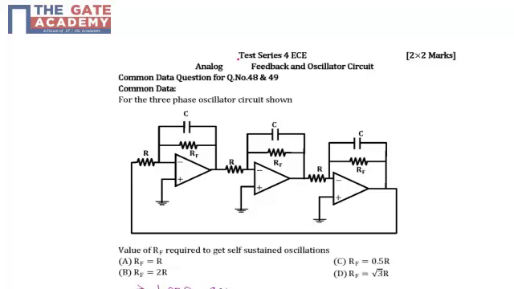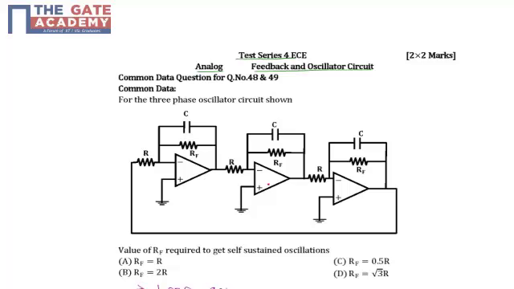Hello students, the given question is from test series 4, subject analog, from the chapter feedback and oscillator circuit. It is a common data question. Here, for this 3-phase oscillator circuit, we need to find out the value of RF required to get self-sustained oscillation. This is the given circuit.